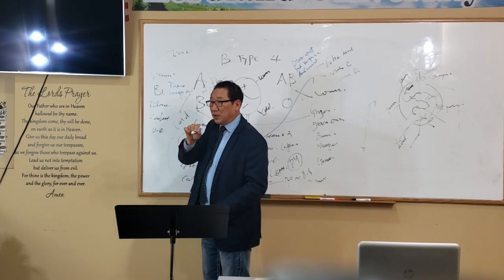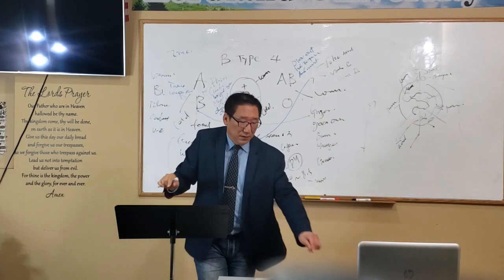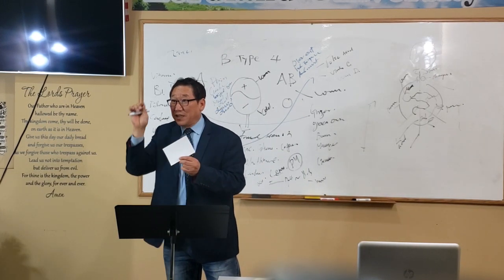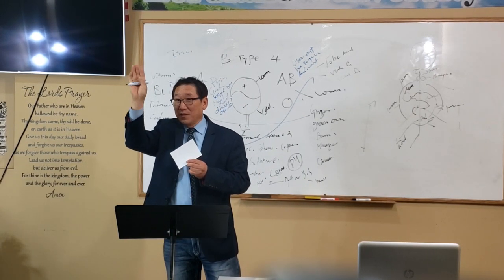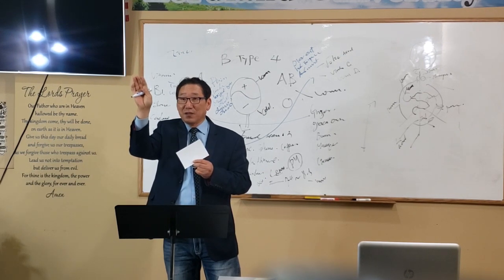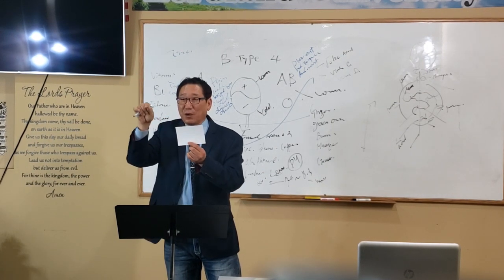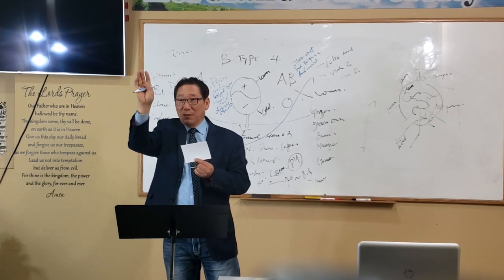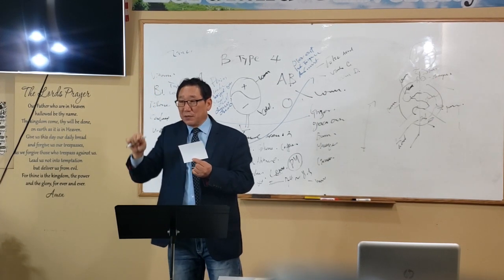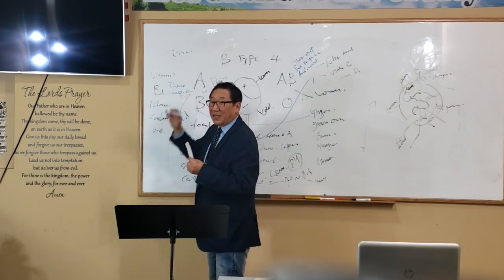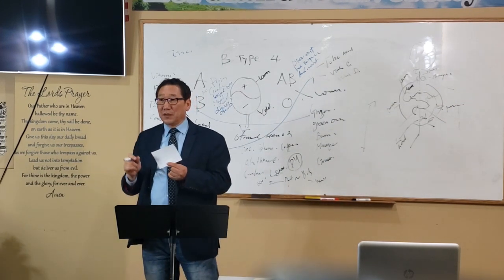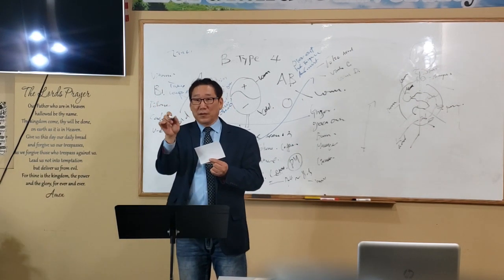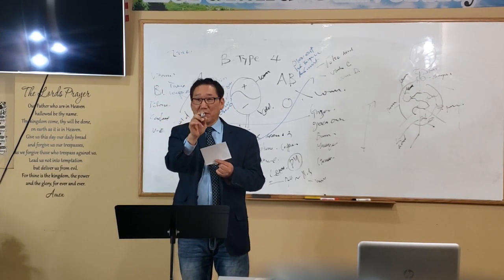Zinc short. Okay, we have the activity paper, right? Your nutrition status shows zinc short. Good. Zinc, I give you the answer, right? So, how many people need zinc? 1, 2, 3, 4, 5, 7, 8. How about the selenium? 1, 2, 3. Copper. See? 1, 2, 3, 4, 5, 6, 7.